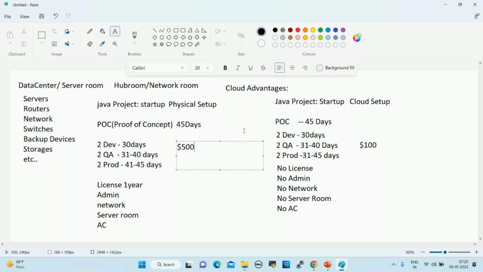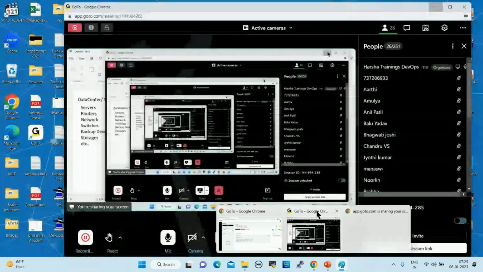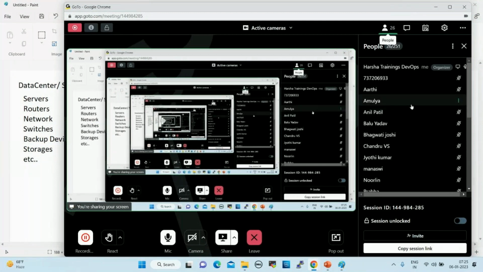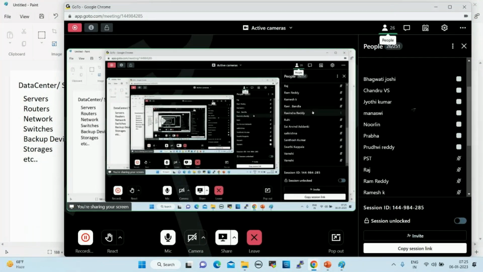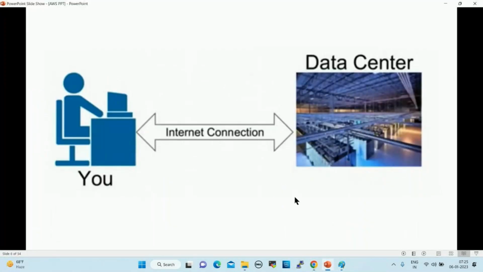Fine. Any questions, anyone here? Online guys, clear, right? Yeah, cloud advantages clear. Fine. So when we upload any files into Google Drive, they are directly uploaded to the Google data center, right?